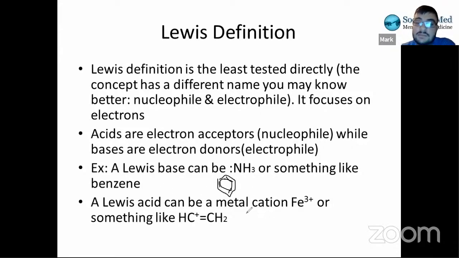Whereas a Lewis acid can be, apart from what we already talked about, something like a metal cation, like Fe3+. These can actually be considered Lewis acids, even though you would pretty much never think of them as acids in the normal sense, the proton sense, because it just doesn't fit the definition. They don't really have protons or H pluses to donate like you would expect, but they actually are acids because they are electron acceptors or nucleophiles.